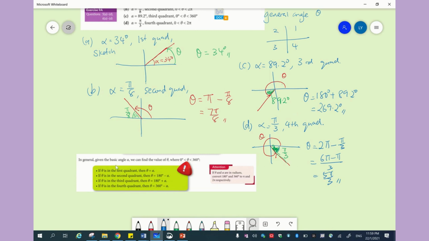This rule applies all the time, so just remember this. Of course, you must at this point be able to know that 180 degrees is pi radian and 360 is 2 pi.